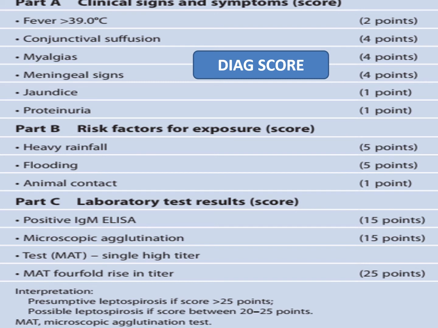To help the physician, this diagnosis score was put. The most important part is the lab. Positive IgM by ELISA, take 15 points. Microscopic agglutination, 15 points. Microscopic agglutination test, rising titer, take 25 points. Then comes the group of risk factors for exposure: heavy rainfall, flooding, animal contact. Then come the clinical signs and symptoms: proteinuria, jaundice, meningeal signs, myalgia, conjunctival suffusion, and fever more than 39 degrees centigrade.